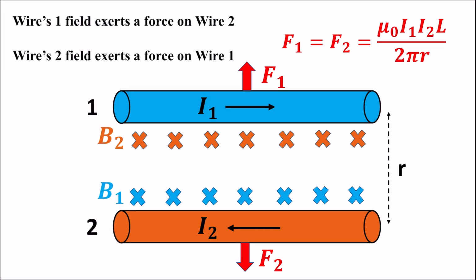And just like when the wires are attracted, they'll have the same magnitude of that force, mu sub 0, product of the current, length over 2 pi r. And again, by Newton's third law, they're the same magnitude of force, but acting in opposite directions.